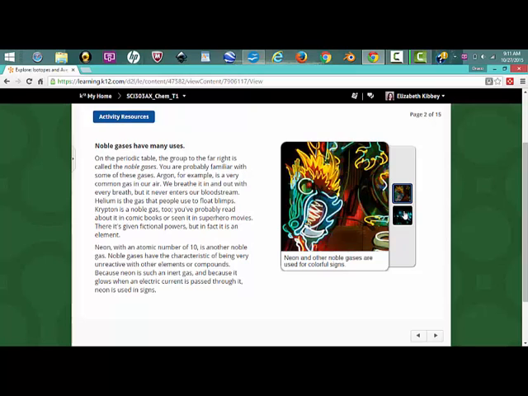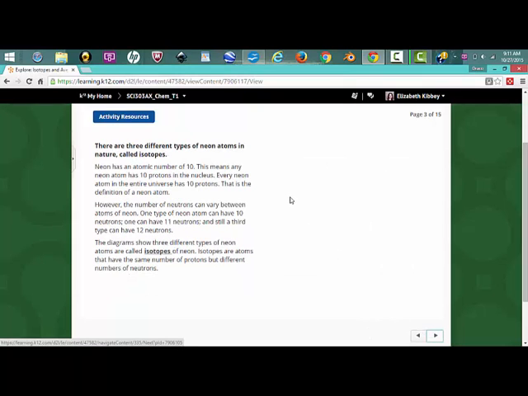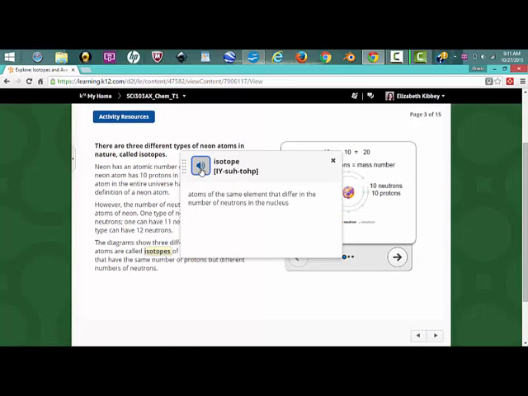So, an argon laser is one of many types of lasers. There are 3 different types of neon atoms in nature called isotopes. Isotope: atoms of the same element that differ in the number of neutrons in the nucleus.